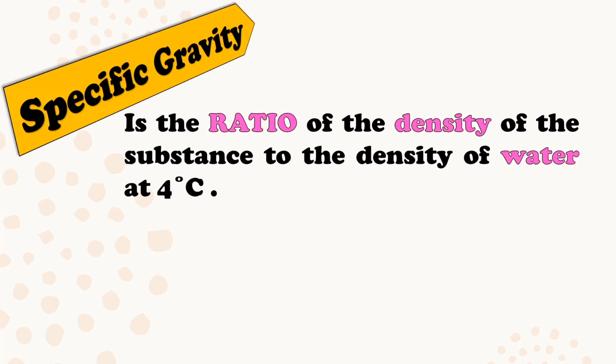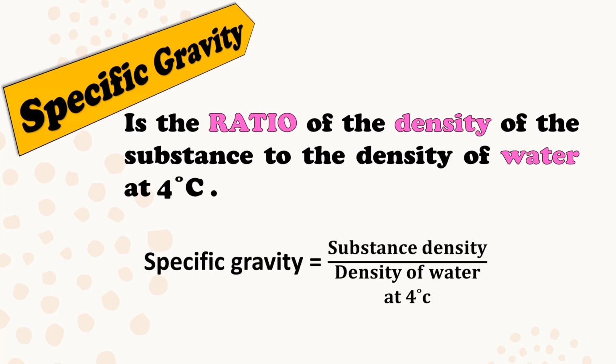Now let's explain about specific gravity. Well, specific gravity is the ratio of the substance density to the density of water at 4 degrees centigrade. Now it is another ratio. Therefore, that means we are looking at another division problem. And specific gravity is just the substance density divided by the density of water at 4 degrees centigrade. And of course, you remember that the density of water is 1 gram per ml at 4 degrees centigrade.